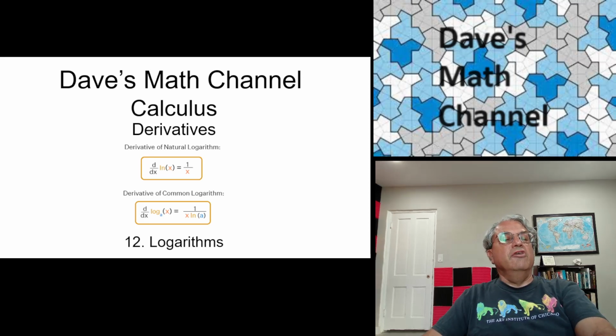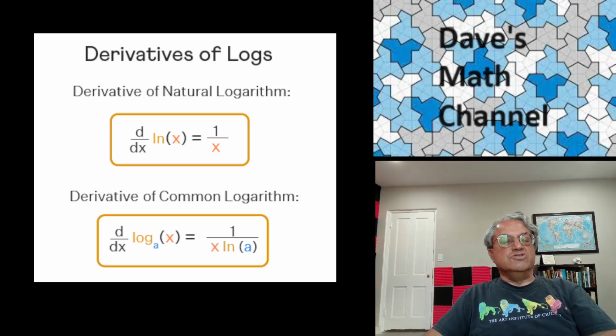Anyway, let's begin. So here's just an enlarged version of the formulas in the middle of the last slide. These are the formulas for the derivative of the natural logarithm. You see it's very simple. The derivative of the natural logarithm is just 1 over x. And for common logarithms, or base a logarithm if you like, it's not too much different. The only difference is you have a factor of the natural logarithm of a in the denominator along with x. So those are the formulas.